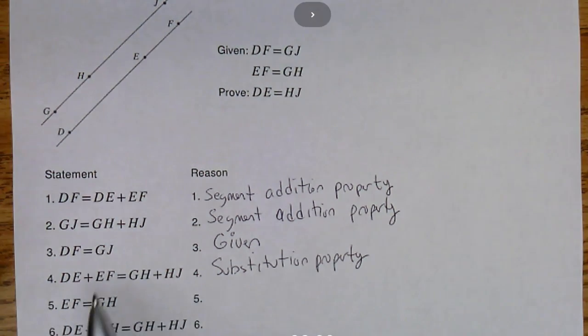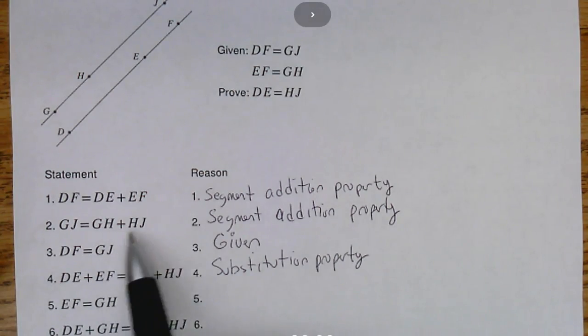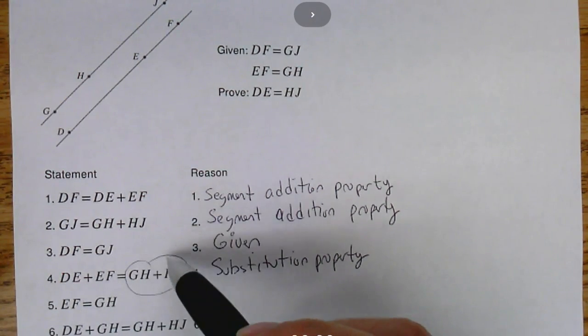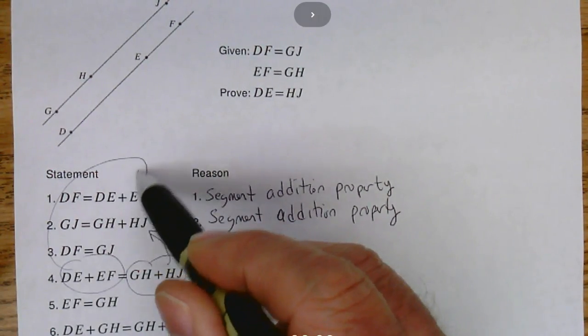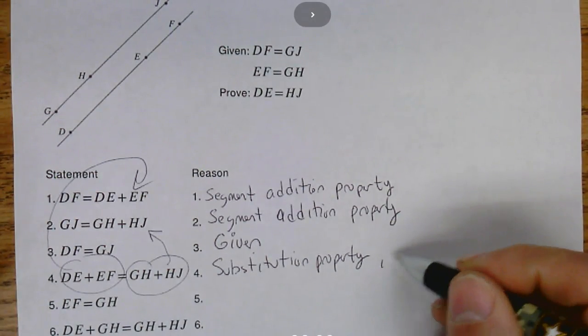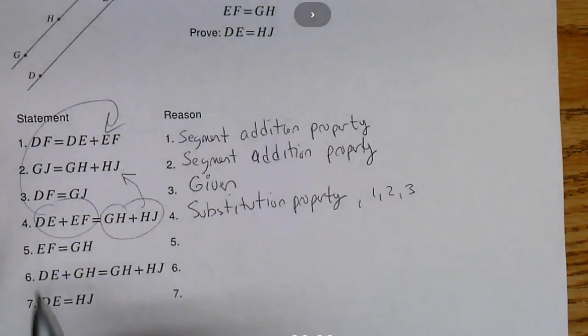So we know it's at least this one, but we also know from this statement, this segment addition property that we used, we can also say we got this GJ, right, comes from this, and this DE comes from this, right? So we're going to use line 1, 2, and 3. So we're going to note that when we're completing it. So that gets us to here, right?